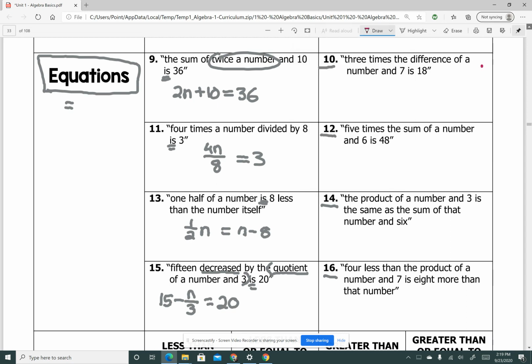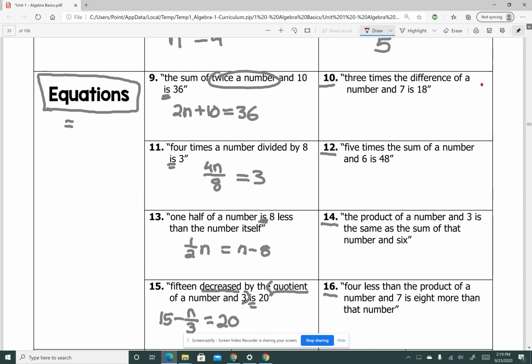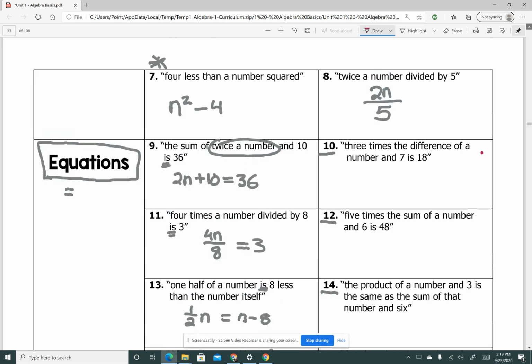Okay, let's get back to work here and see how you did. Twice a number divided by 5. Whoops, we did that one. Sorry, number 10, my bad.